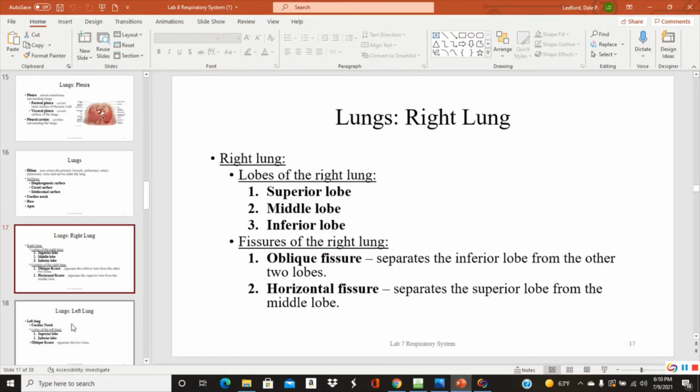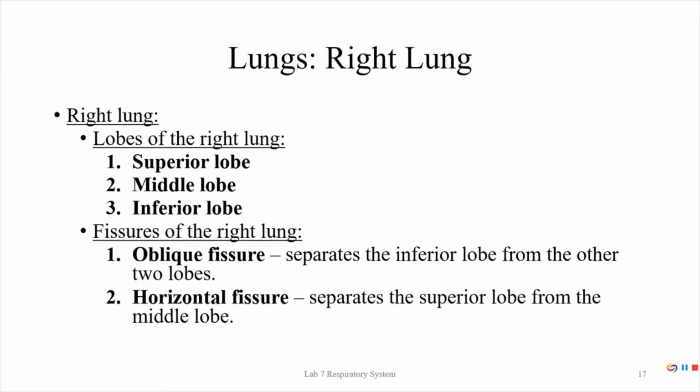All right, let's talk about the lungs, and let's get into their lobes. Now, the right lung and the left lung are very different in terms of number of lobes. The right lung has 3 lobes: superior, middle, and inferior. With 3 lobes, there are 2 fissures, an oblique and a horizontal fissure. The oblique fissure separates the inferior lobe from the middle and superior. Whereas the horizontal fissure separates the superior from the middle lobe.